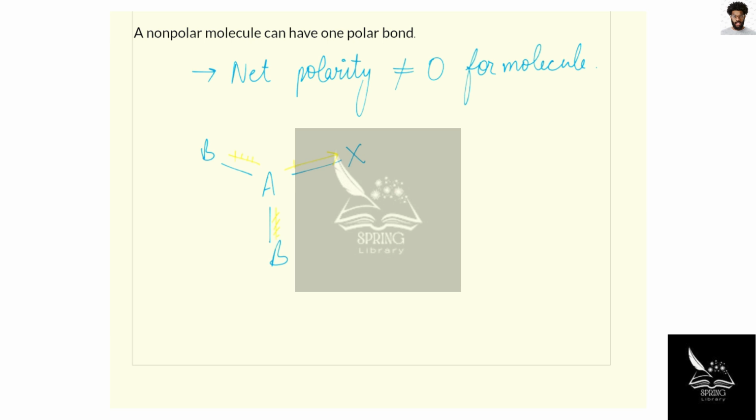So here it will have some resultant, a resultant of the polarity between these two atoms. So the net polarity is not equal to 0, as I have told. So the molecule will not be non-polar; it will be a polar molecule. So the answer is incorrect.